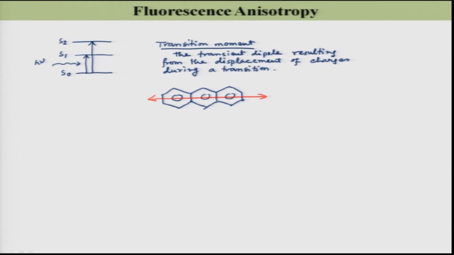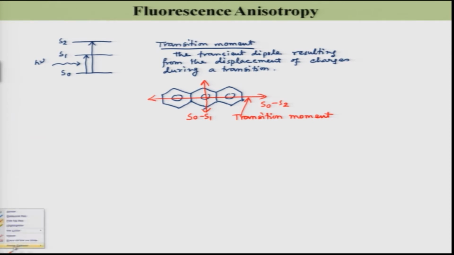If you plot that, you are going to see a line associated with this transition. Let us say this is my S0 to S2 transition. So, the transition moment is along this molecular frame. This is my transition moment, and it is along this direction of the anthracene molecule. If you excite from S0 to S1, that S0 to S1 transition is along this direction in this molecular frame.